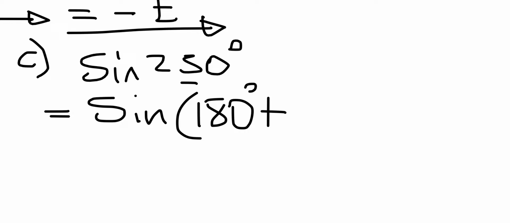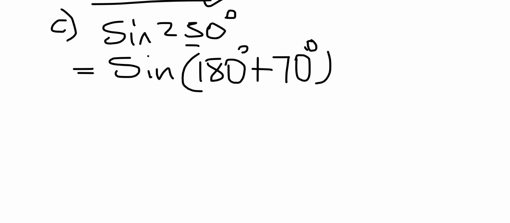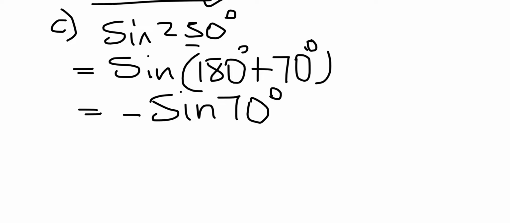180 degrees, that we plus it by what? I think it's going to be 70. Yes, that we plus it by 70 degrees. Okay, then it's fine. We are going to say in which quadrant does this fall? So the quadrant in which this falls is quadrant 3, where sine is negative in that quadrant. Then it means we have negative sine of 70 degrees.